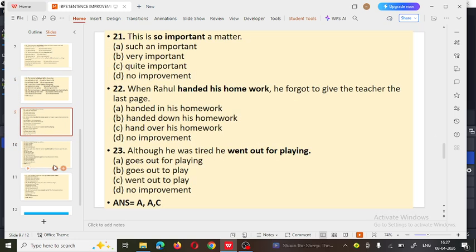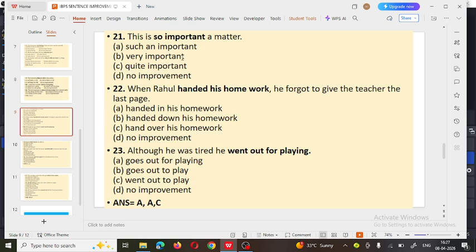This is so important a matter. So important, when we want to give more importance to that thing. So "so important" is not suitable here.